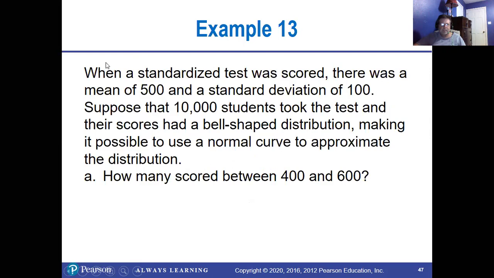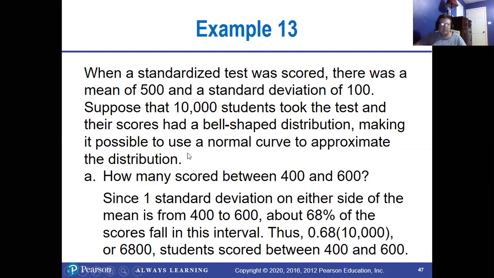All right. When a standardized test was scored, there was a mean of 500 and a standard deviation of 100. Suppose 10,000 students took the test and their scores had a bell-shaped distribution, making it possible to use a normal bell curve. Okay, how many scored between 400 and 600?